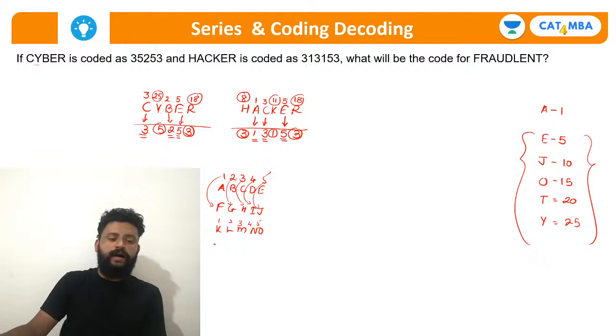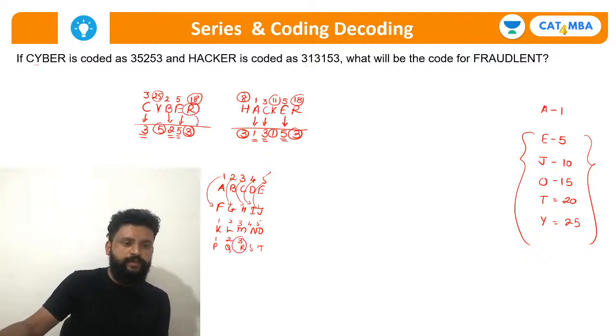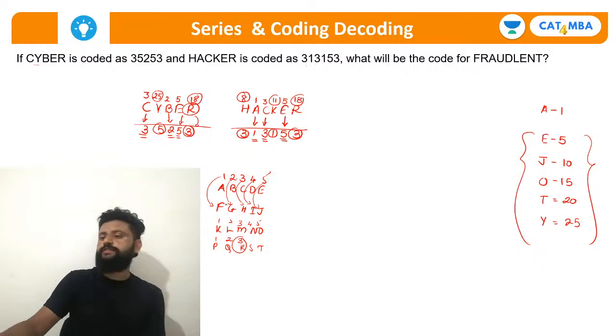After that, after O, it will be P, Q, R, S, T. Again, 20th letter will be coded as 5, 16th coded as 1, 17th will be 2, 18th 3. So that's why this R is coded as 3. Hopefully you understood this, right?